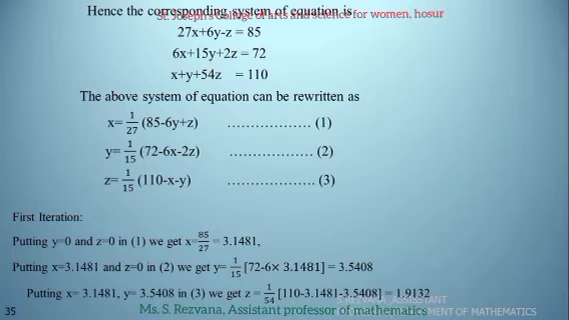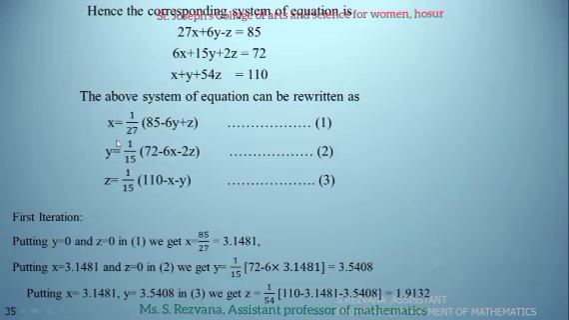The corresponding system of equations is given by this, and the above system of equations can be rewritten so that I have only the x value, y value and z value. Over here, 6y minus z goes across, so x is 85 minus 6y plus z. Here 27 is a multiplier, so when it goes over there, it becomes a division. I'm going to apply a similar process to y and z.